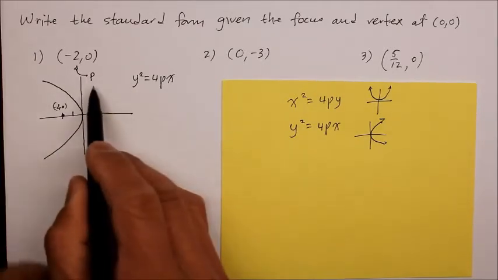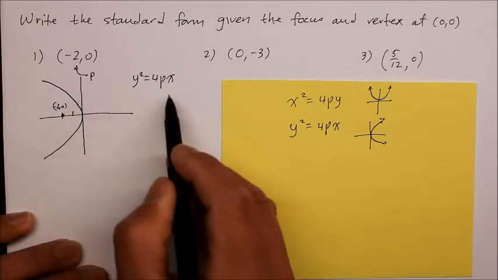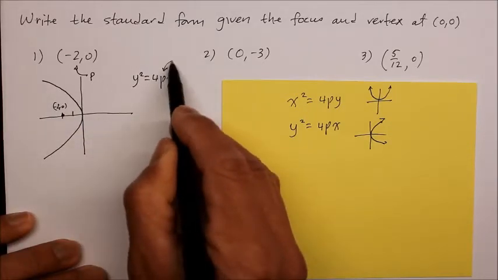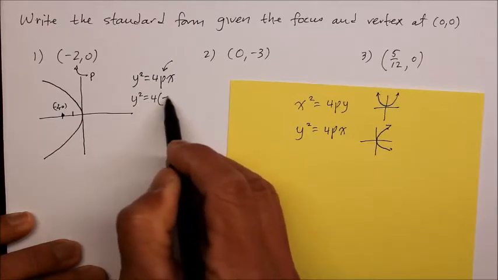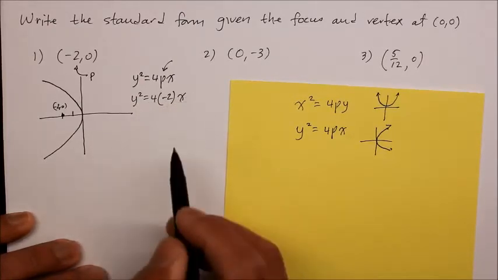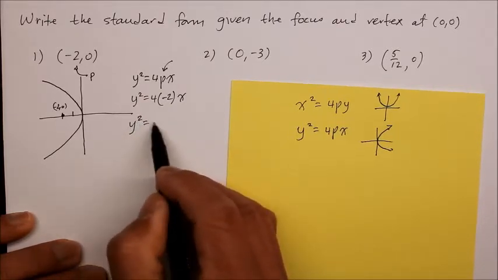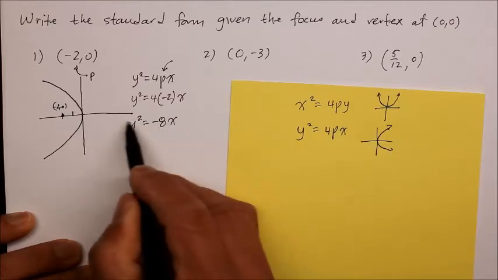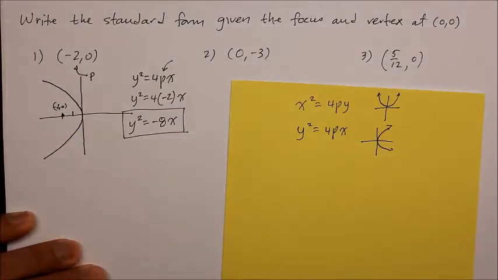And all we have to do to write the standard form, or the equation for this graph, is to take that p, -2, and substitute it right there. And evaluate. So we get y squared is equal to 4 times -2 times x. And so your standard form equation should be y squared is equal to -8x. And that becomes the equation for that function, or for this graph right there.